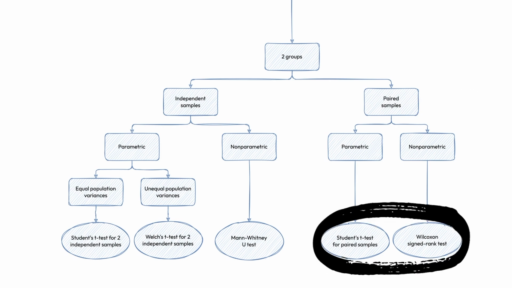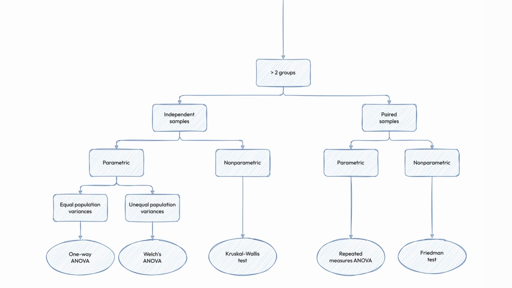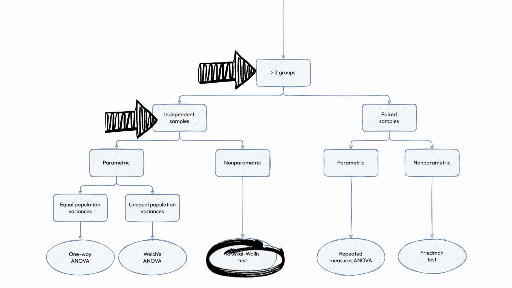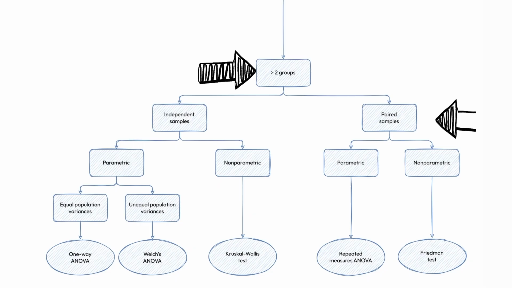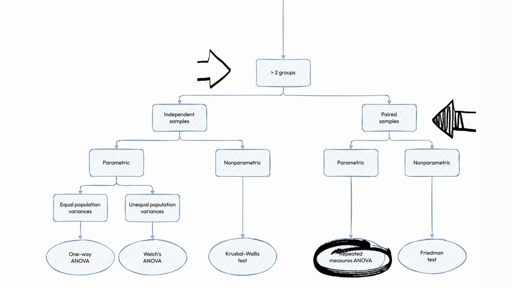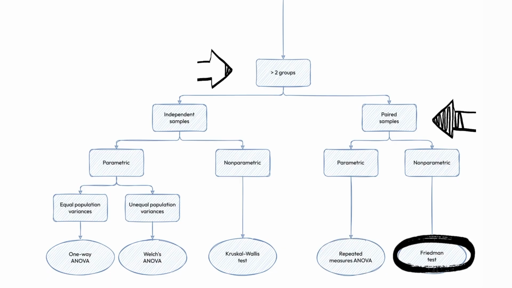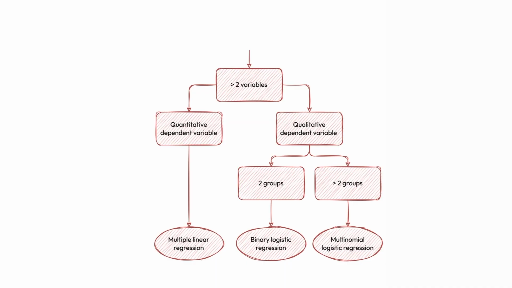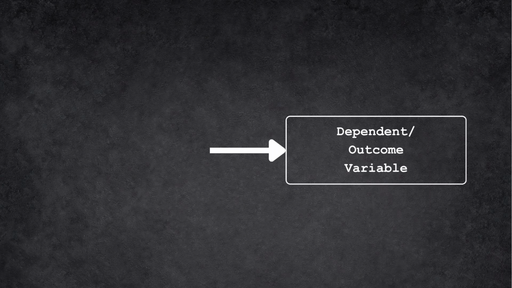rank test. What about if you have more than two groups, like comparing working memory scores in children, adolescents, and adults? For this, you'd use a one-way ANOVA, Welch's ANOVA, or Kruskal-Wallis test. But if you had paired samples, like testing the same people over time, you'd perform a repeated measures ANOVA or Friedman test. Finally, when you have more than two variables, you're in what we call multivariate territory. Here, the key is your dependent variable.